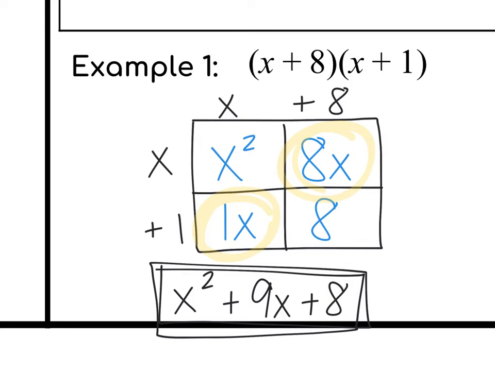I'm going to help you set up the next one, but then you're going to finish it on your own, which means you're going to multiply in the boxes and combine like terms and take it out of the box. So let's set it up, and then you're going to finish it on your own.